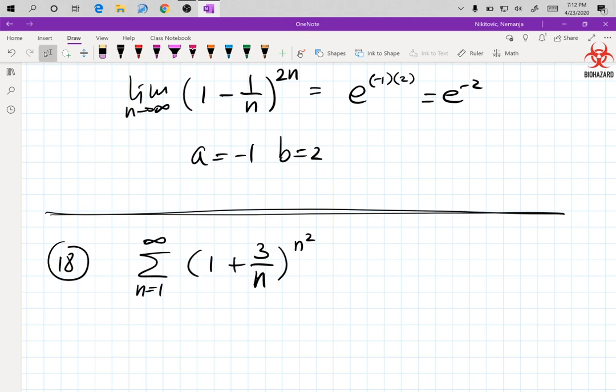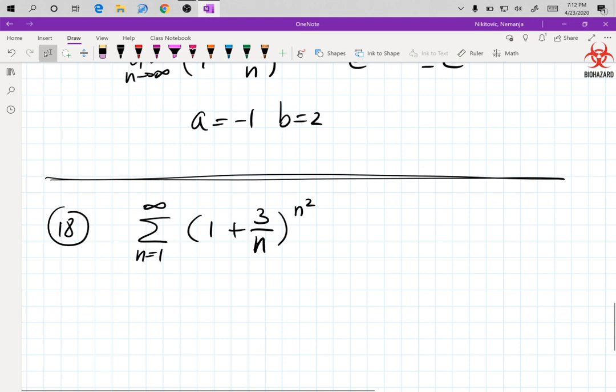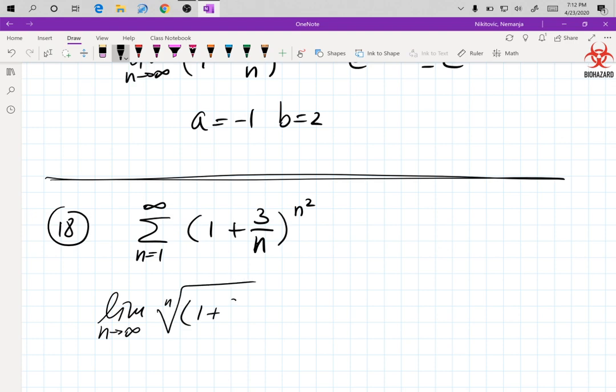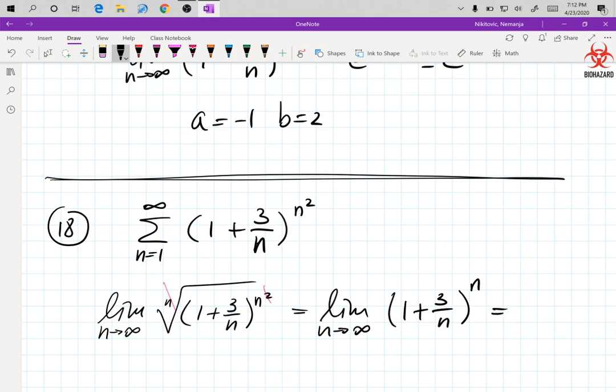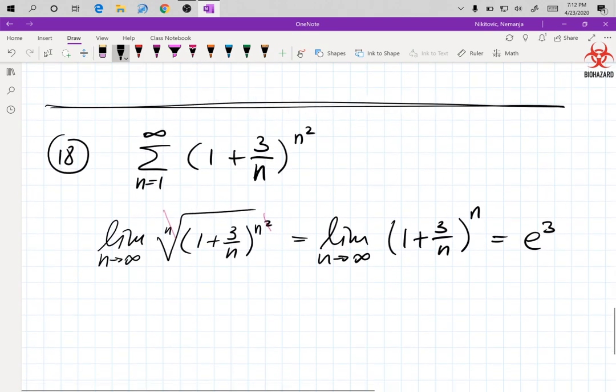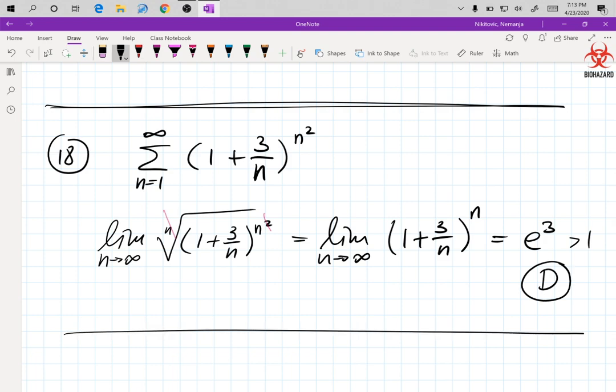All right, so that should be more than enough time, because all we need to do is the limit as n goes to infinity, nth root of (1 plus 3 over n) to the n squared. The root is going to kill a square, and we just get pure exponential form right away of (1 plus 3 over n) to the n, and you just get your e cubed immediately. That's bigger than 1. Divergence. Move along with your life.